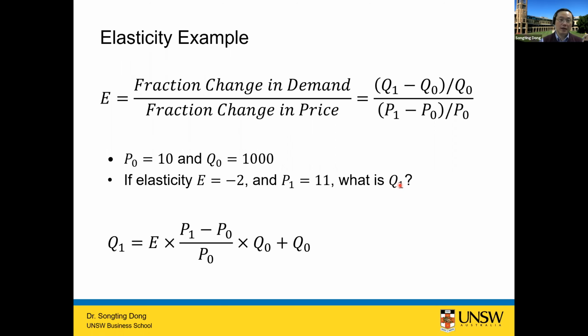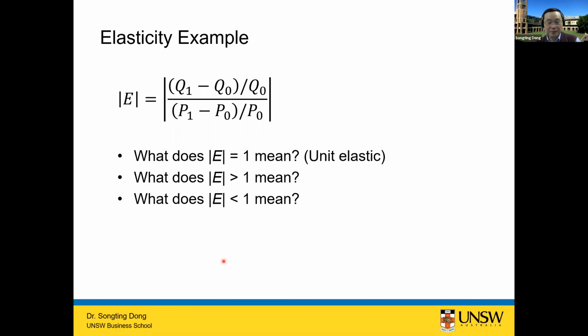A quick example, right? So you have this equation. Original P is 10 and the quantity is 1,000. Now the elasticity is -2. I increase the price from $10 to $11. What is the new quantity, Q1? There are multiple ways you can do it. You can just put all these numbers in there, -2 over here, P1, P0 over here, and calculate Q1. You can also transform this equation into something like here and then calculate it. This should be straightforward. I'm sure every one of you can get this done.